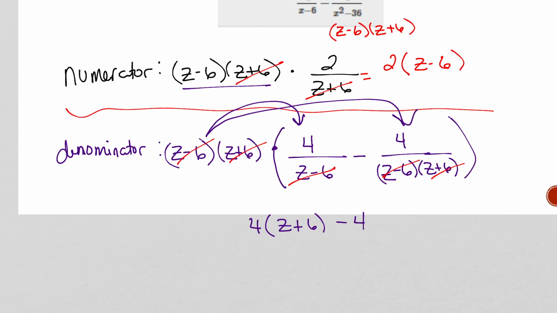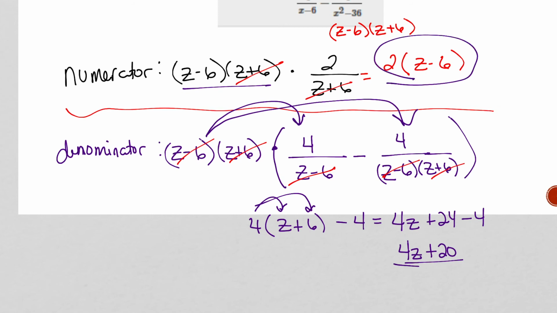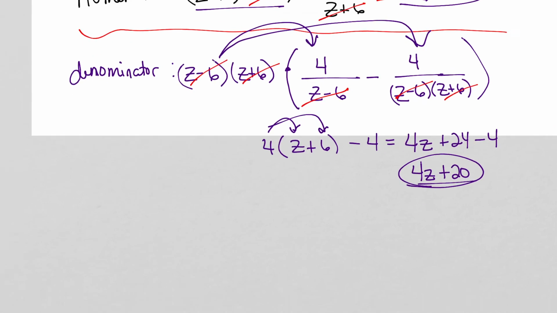So now we need to multiply this out so that we can combine our like terms. So we've got 4z plus 24 minus 4. So I'm left with 4z plus 20. So that's my denominator, okay? So my numerator is this. My denominator is this.